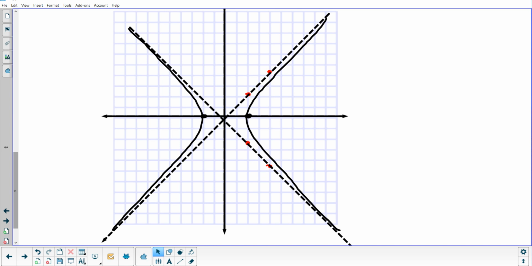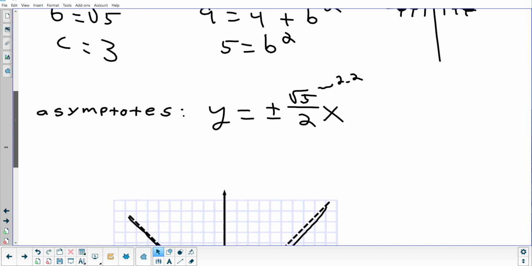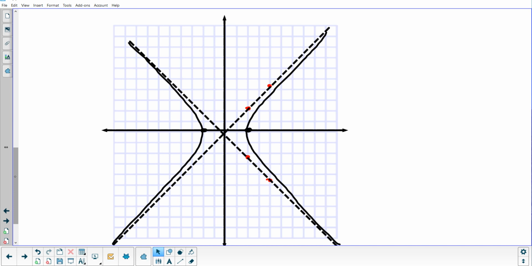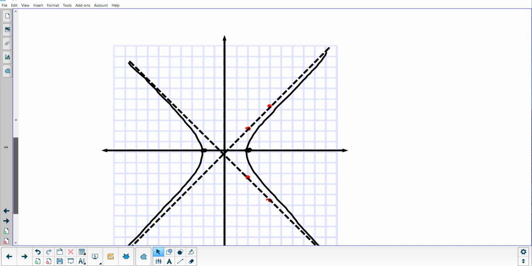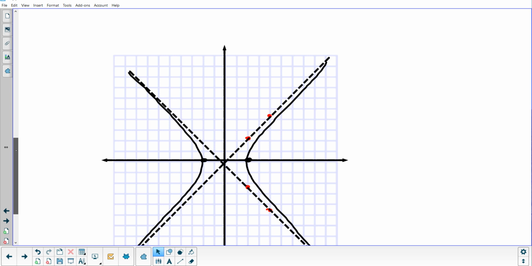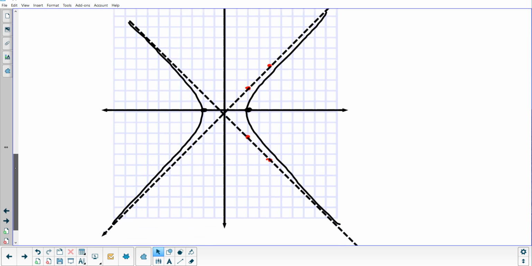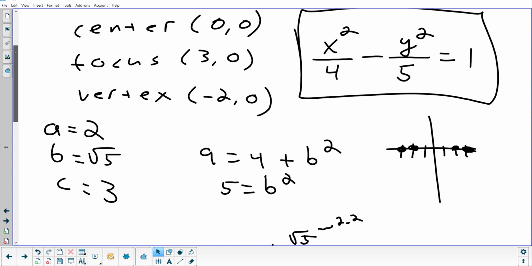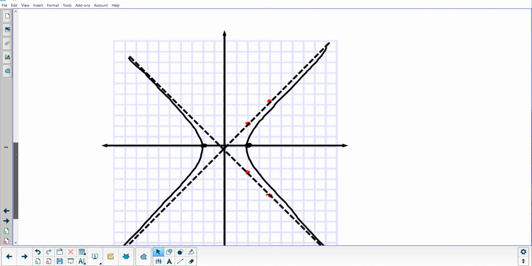Wait, I have a question. I know how we got the first asymptote, but how did you get the one on the other side? So it's the plus or minus. Positive means we're going to go up and to the right when we do our rise and our run. Negative means we're going to go down and to the right. So I went rise, run, up and to the right, and then I went down and to the right to get the other one. It's just that square root of 5 is kind of an annoying number, so I just made it 2.2. Yep. Okay. Any other questions on the equation or the sketch?